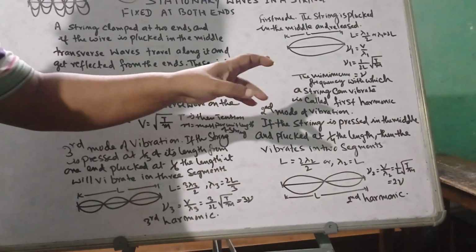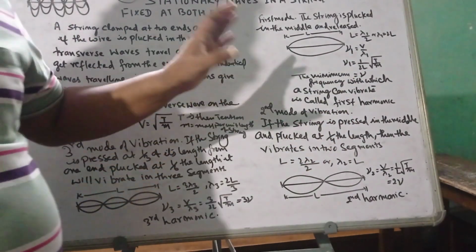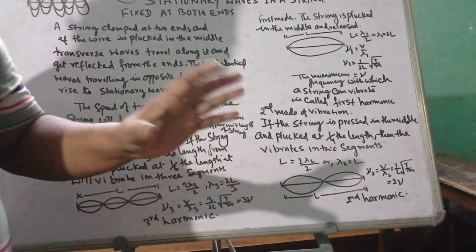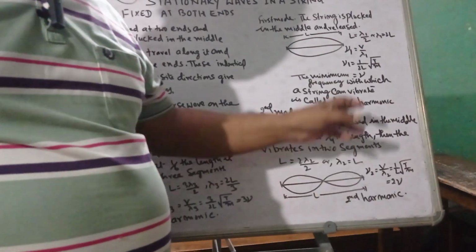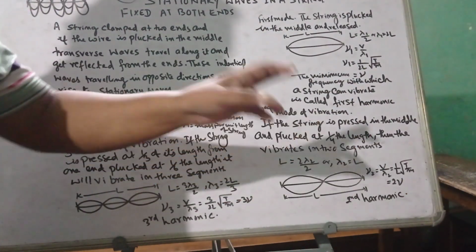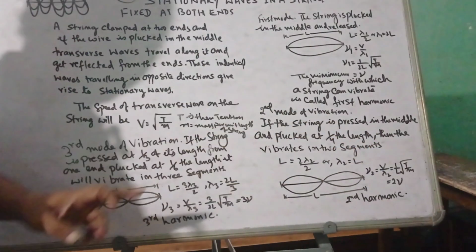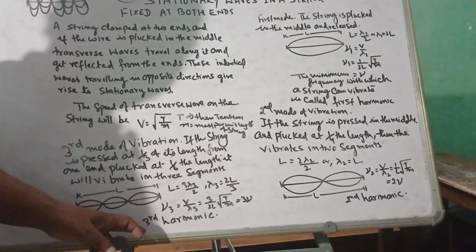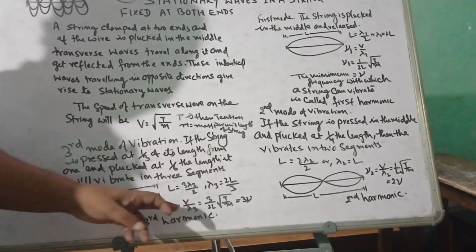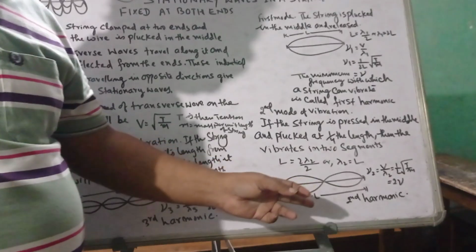Suppose, I do not know about music, but let us suppose the frequency of sa is 256 hertz. But in your second harmony, twice the frequency, means 256 into 2. And in the third harmony, the vibration of the string will be three times your fundamental frequency.